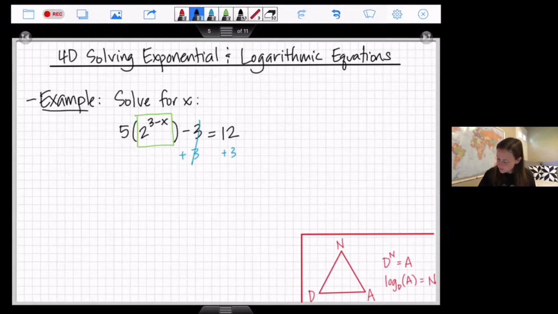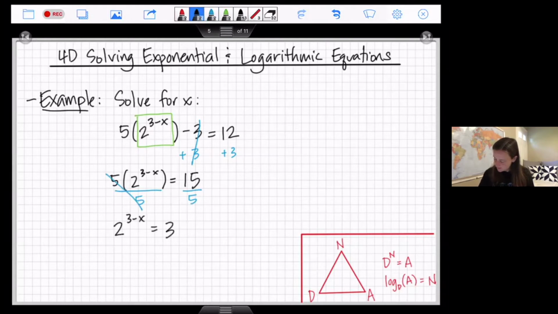And that's going to leave me with 5 times 2 to the 3 minus x equals 15. And then we're going to get rid of the 5. The 5 is attached to the 2 by multiplication, so we're going to divide. And that leaves me with 2 to the 3 minus x equals 3.